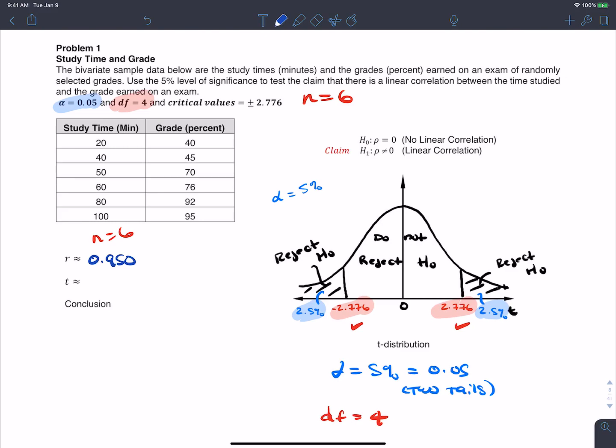All right, R is about 0.950. So what do we need? We need the test statistic. We need this now. Is that true? So how do we get the test statistic again?